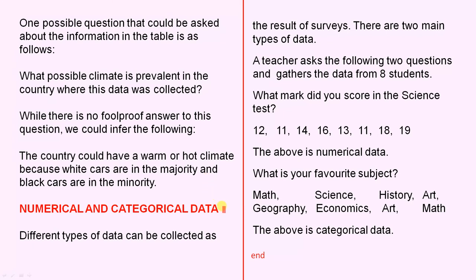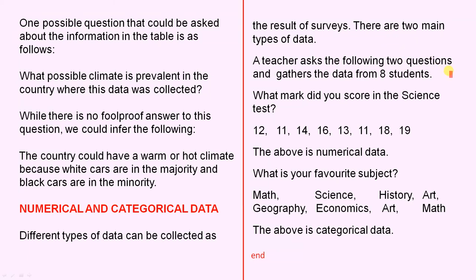Now we have 2 different types of data. One is numerical data and the other one is categorical. Let's have a look at the difference. Different types of data can be collected as the result of surveys. There are 2 main types of data.